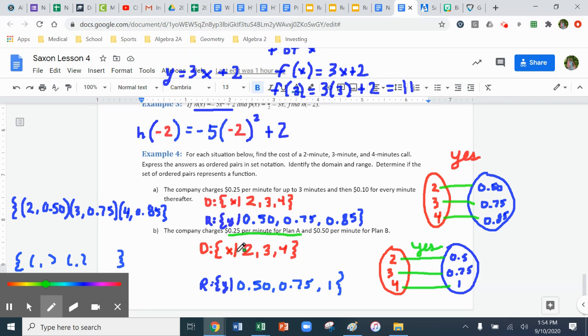So that wraps up our Saxon lesson 4, where we learned 2 different methods to identify if we have a function, and we also introduced function notation and how to evaluate functions.